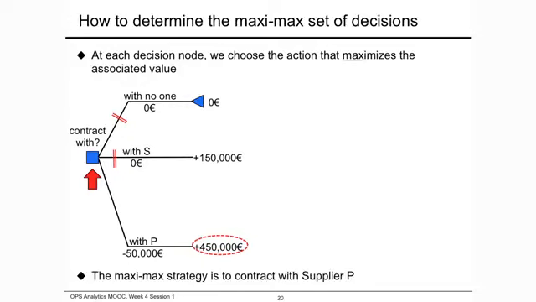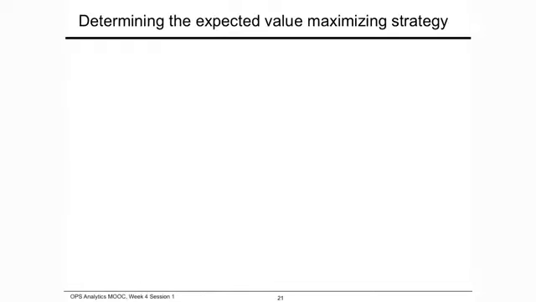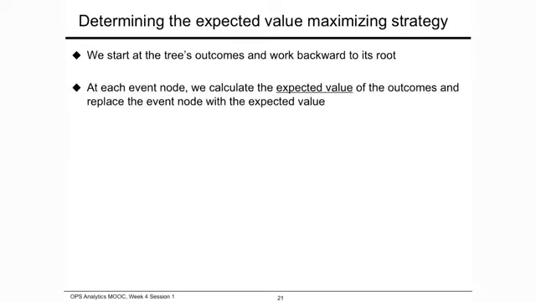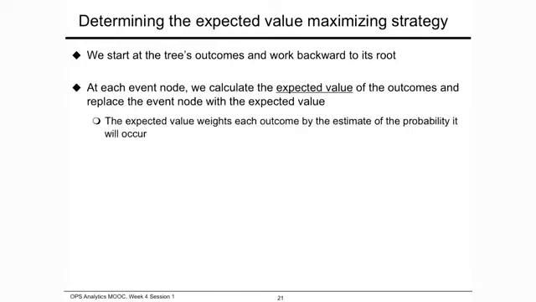Finally, we're going to determine what the expected value maximizing strategy is. We'll start at the tree's outcomes and work backwards towards its root. At each event node, we'll now calculate the expected value of the outcomes, and we'll replace the event node with that expected value. How do we calculate the expected value? We take each of the outcomes and we weight it by the estimate of the probability that it will occur. At each decision node, we'll then choose the action that maximizes the associated value. So let's take a look at how it works for IDEA.